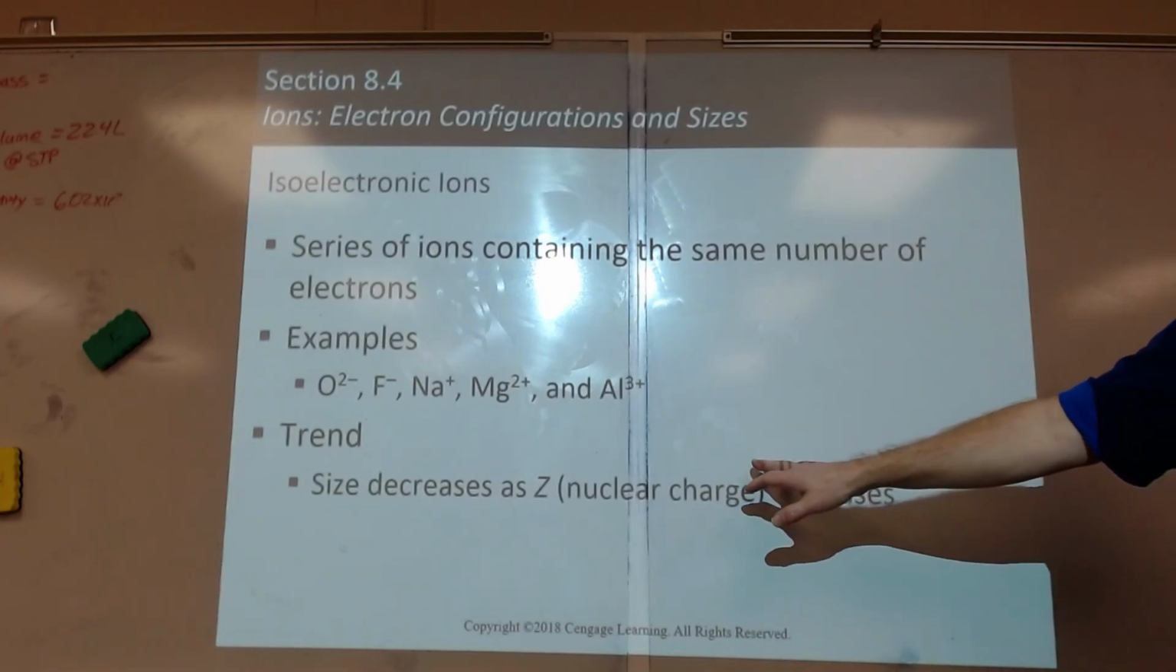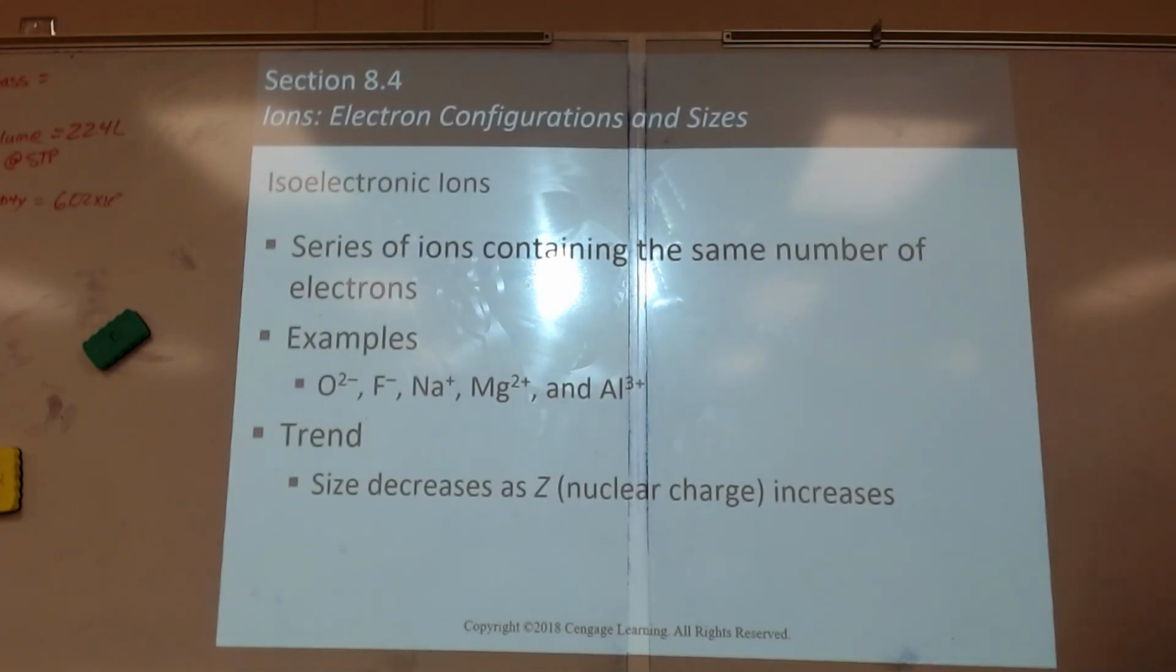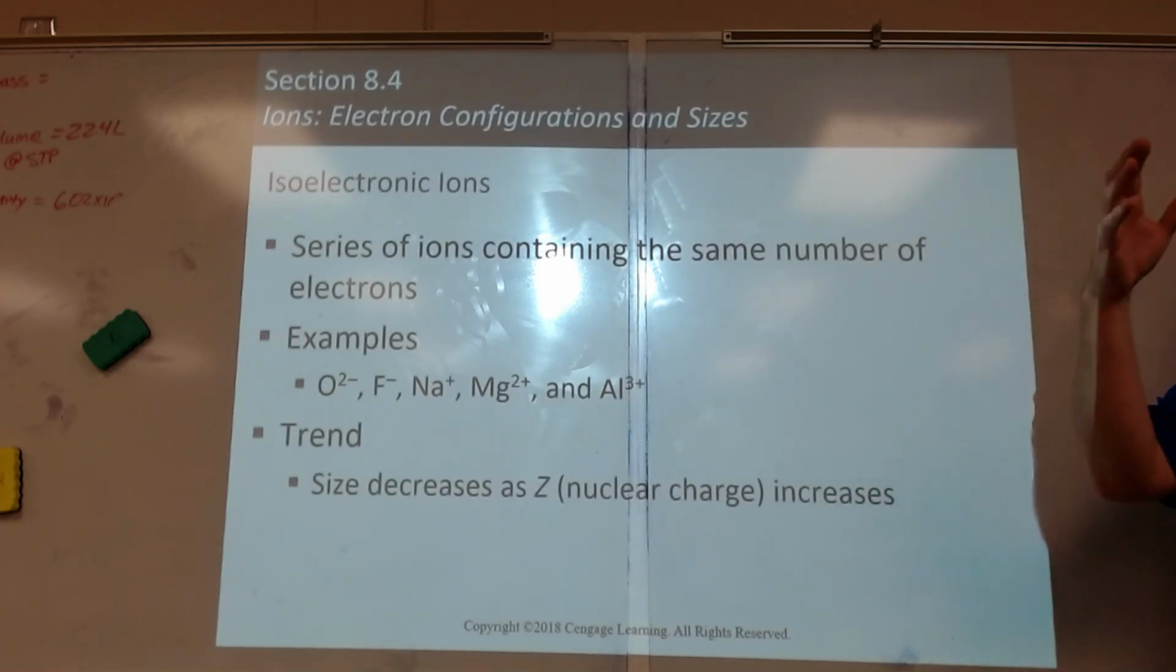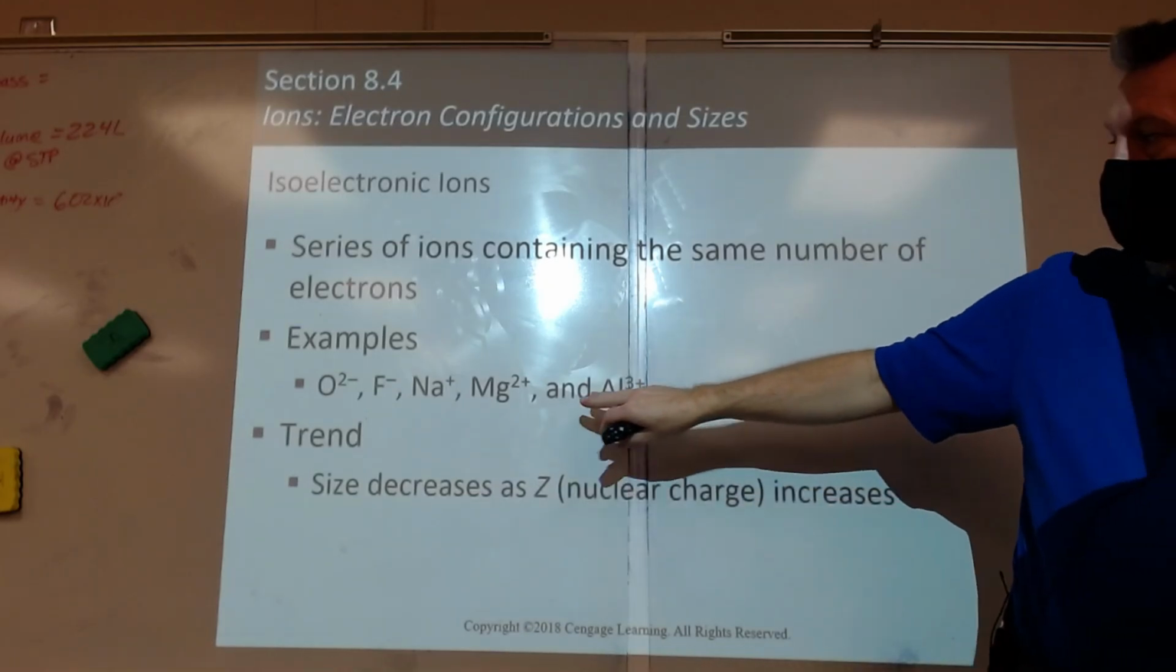So aluminum has 13 protons to hold on to those 10 electrons. So it's going to be pulled in tighter. Okay? And then magnesium not so much, sodium not so much. Oxygen and fluorine now are actually going to be larger than their parents because they've got additional electrons. And those electrons are going to interfere with the electrons that were already there, and so they're going to be pushed out even further. But aluminum's the smallest, oxygen's the largest.